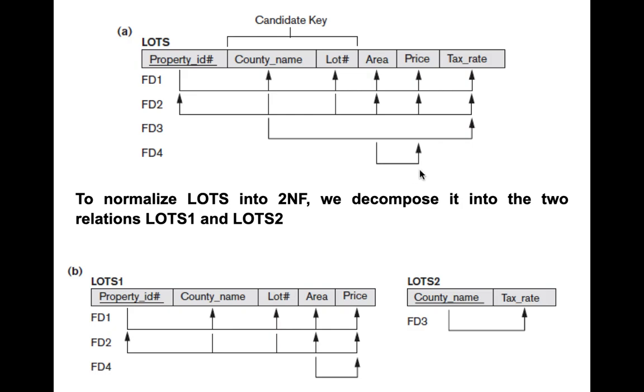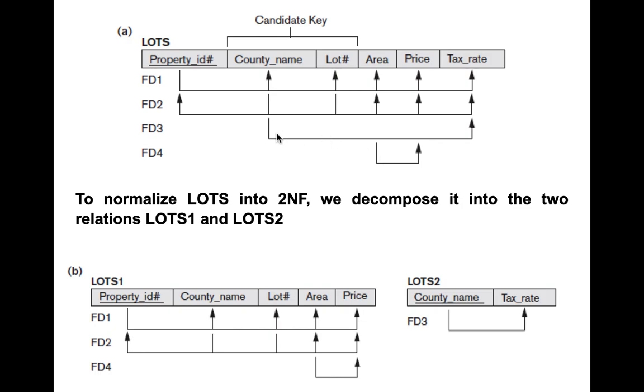Area gives price does not actually violate 2NF. Why? Because area is not part of the candidate key. So only if there is a partial dependency on the candidate key is it a violation of 2NF. So area gives price is not a violation of 2NF.